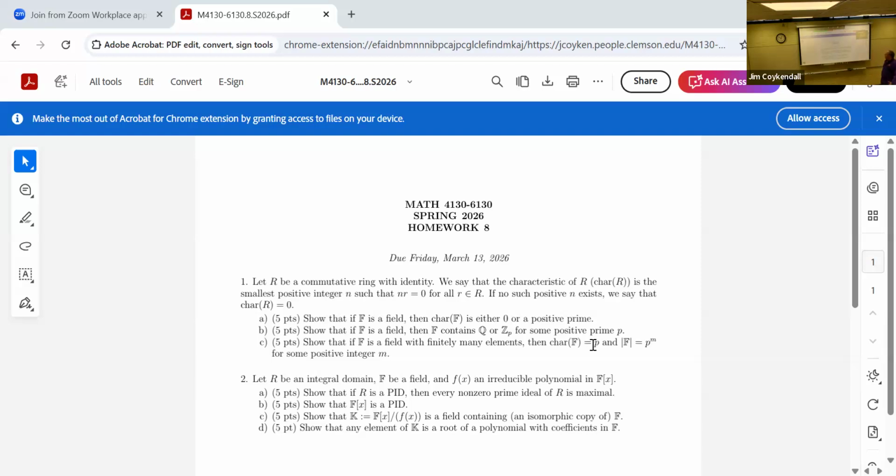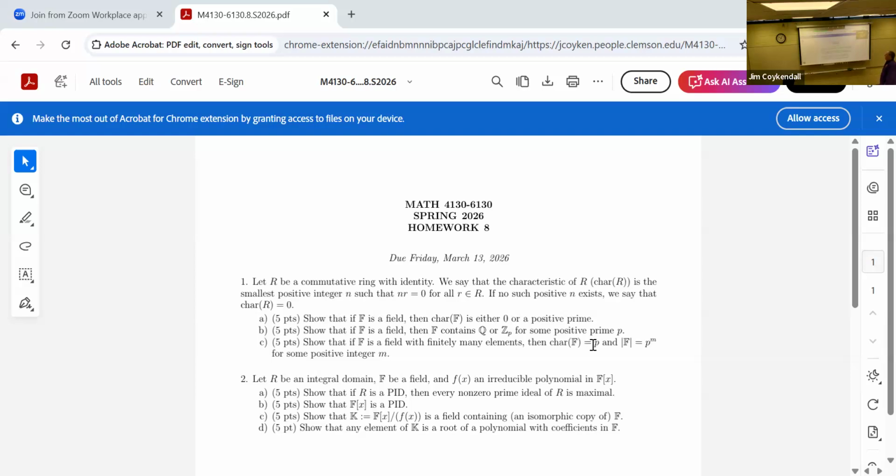But this is kind of a fun assignment. I don't think it's too taxing. In fact, we talked about some of this stuff a little bit earlier. Suppose you have a commutative ring R with identity. We say the characteristic of R is the smallest positive integer n such that nr equals 0 for all r in R. If no such positive n exists, we say that the characteristic of R is 0.